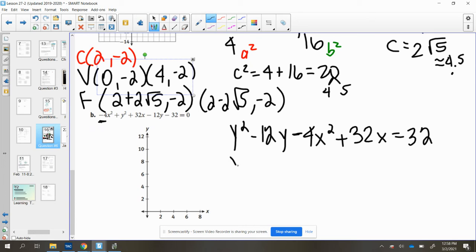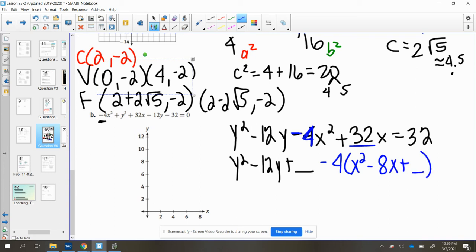Okay, so the y's, we're going to notice we're not going to have to factor a GCF out. The x's, however, are going to have a -4 factored out. So we're going to be left with x squared, and then the 32 is also going to have a -4 taken out, so it's actually going to become -8x. And then our 32 will have two things added.